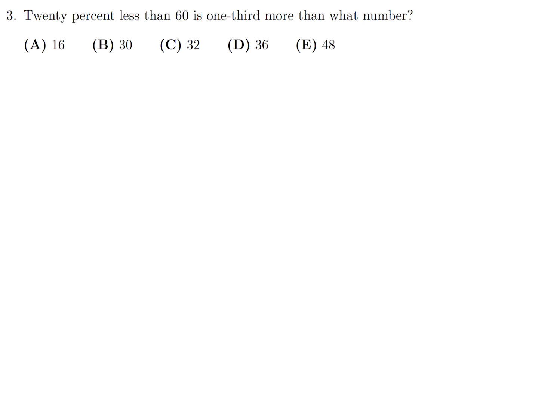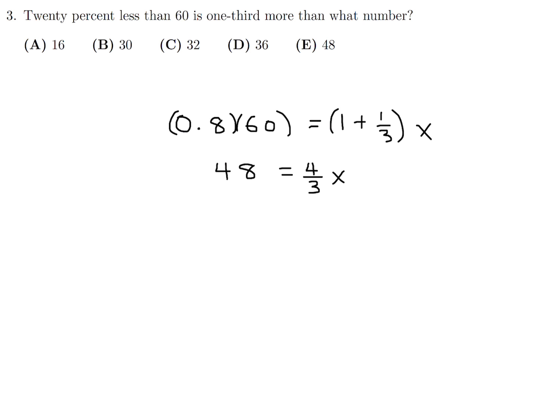20% less than 60 is 1/3 more than what number? So 20% less than 60, so 0.8 times 60 is 1/3 more. So 1 plus 1/3 is how we are going to do that. So 1 plus 1/3, and we'll call the number x. So this is the mathematical formula we have to figure out. So this left side becomes 48, the right side becomes 4 over 3, and then if we cross multiply, we get 48 times 3 over 4 is equal to x, and therefore x will be 36. So number 3, the answer is D.